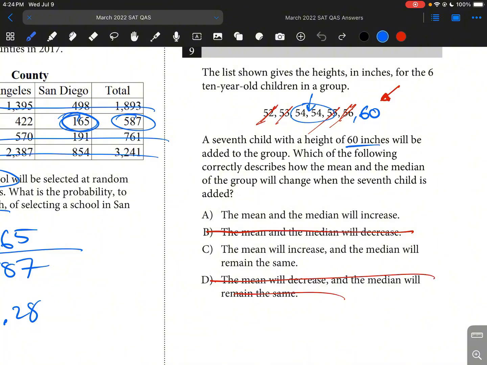Now, if you add that 60, you need to redo that process with that new number. So you take out 52 and 60 simultaneously, then 53 and 56 simultaneously, 54 and 55, and you're left with 54, which is the same as what it was before. So in this case, the answer is C.